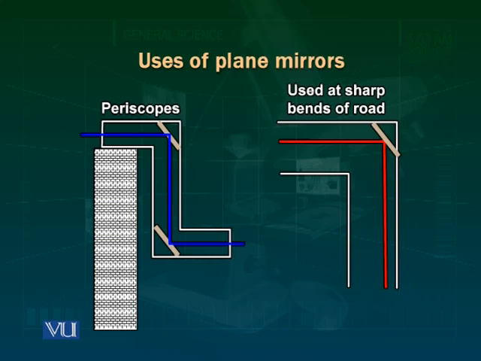This is in a device which is normally used in submarines, so that when the submarine is underwater, or perhaps a person is standing behind an obstruction and wants to look over the obstruction without exposing himself to that hazard, whichever is there, that is where plane mirrors can be used.